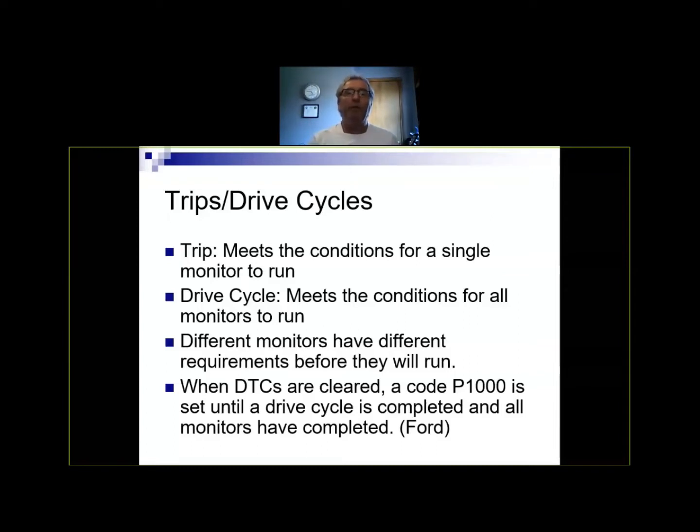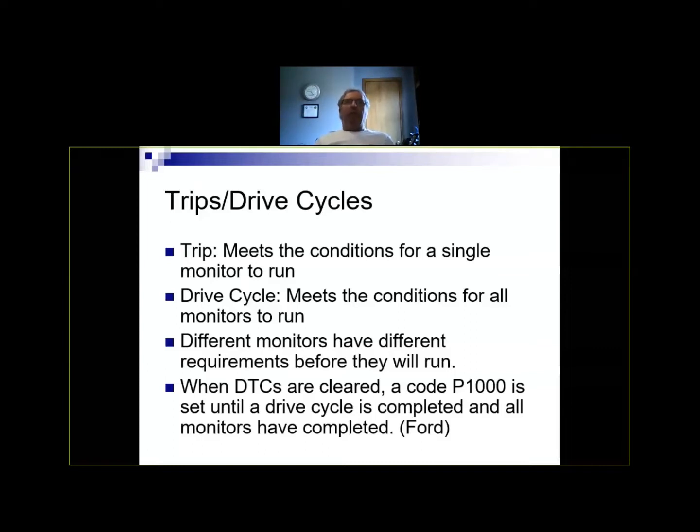If I take the car out and drive it and I meet the conditions for every single monitor, then we're going to call that an OBD2 drive cycle. The manufacturers have published OBD2 drive cycles. In other words, take the car, drive it, do these things, maybe idle it for a while, accelerate, steady cruise, decel, various conditions to try to hit the conditions for every monitor to run. So they have a definite OBD2 drive cycle that theoretically, if you take the car out and follow those directions, every monitor will complete.